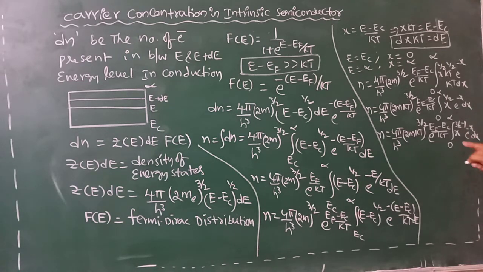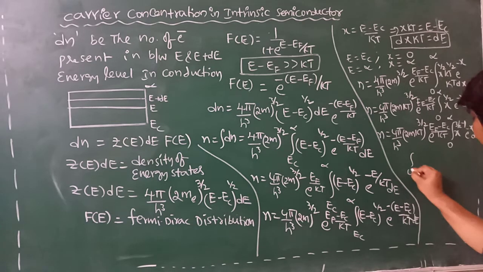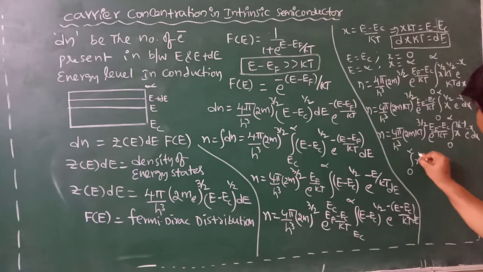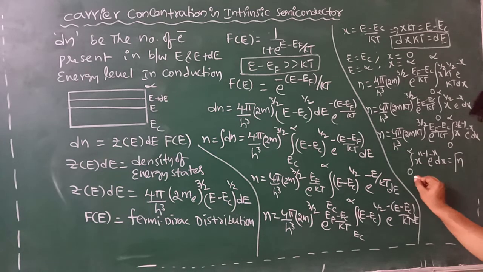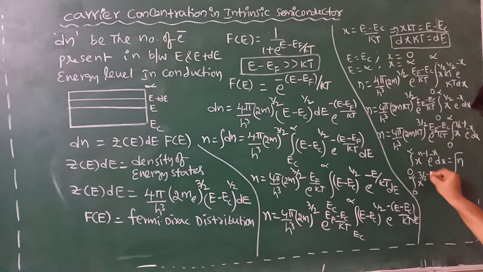See, in this equation, the integral from 0 to infinity of x^(n-1) e^(-x) dx looks like a gamma function. The integral from 0 to infinity of x^(n-1) e^(-x) dx is the gamma n function. So by comparing, the integral from 0 to infinity of x^(3/2 - 1) e^(-x) dx can be written as gamma 3/2.